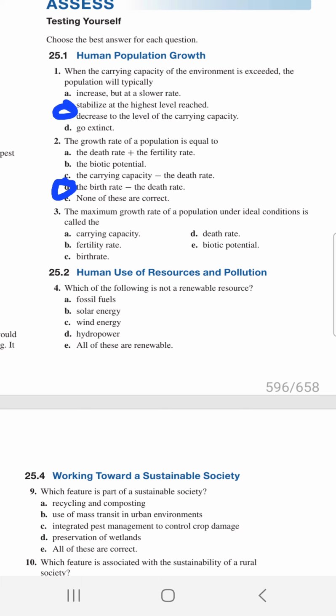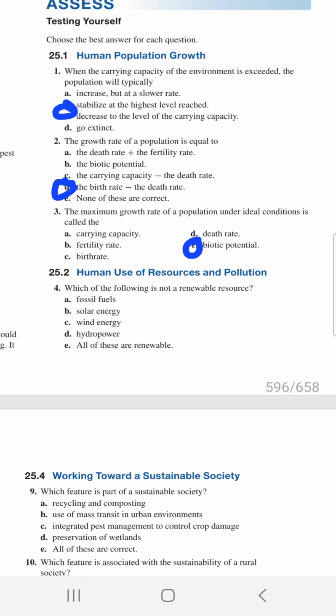Question number 3, the maximum growth rate of a population under ideal conditions is called the biotic potential. So I already said that carrying capacity is the limit that the environment can sustain. Fertility rate is the number of children per woman, or the average number a woman can give birth to. Birth rate, obviously, is the number of babies being born. Death rate, the number of people dying.